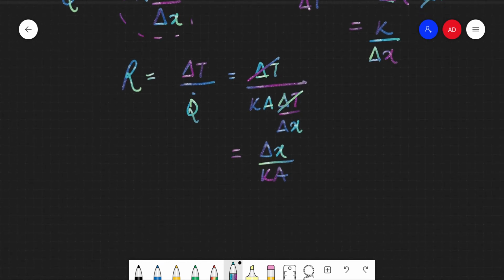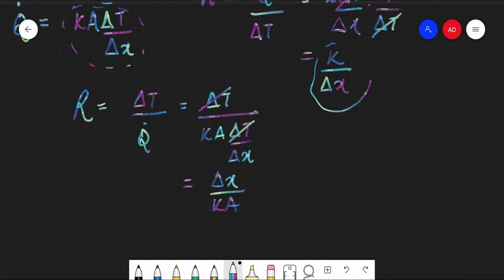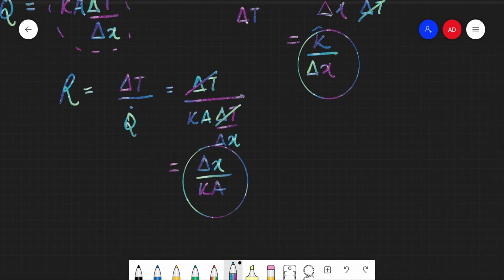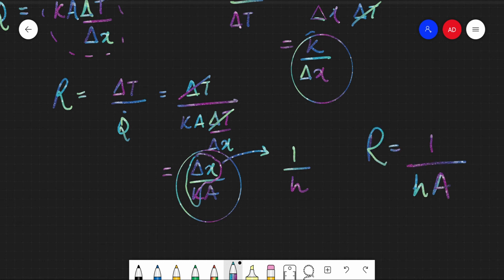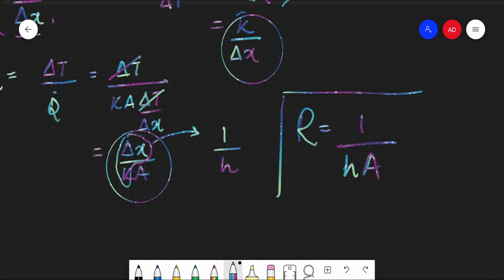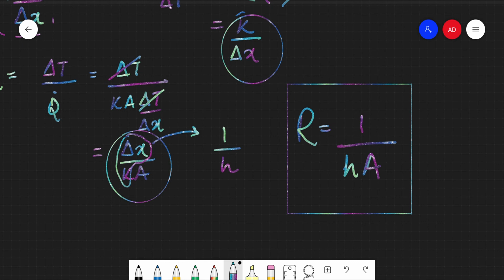Now look at these results, right? So this is the value you've got for H, and this is the value you've got for R. Now they look terribly similar, right? So if you look closely, you will see that H is nothing but K by del X. Here also we have a K by del X, so this can be written as 1 by H, right? So R can essentially be written as 1 by H times A, and that is something that holds true for conduction. The thermal resistance is the inverse of the product of the heat transfer coefficient and the area through which heat transfer is occurring.